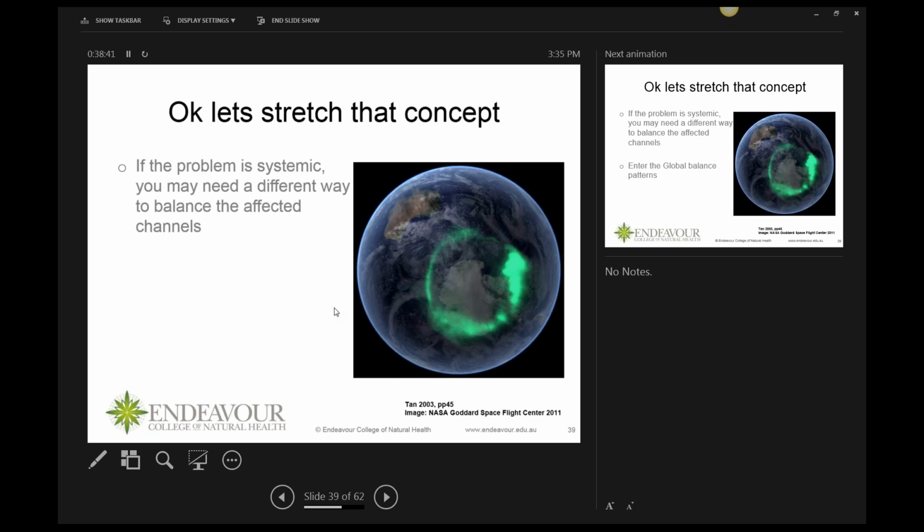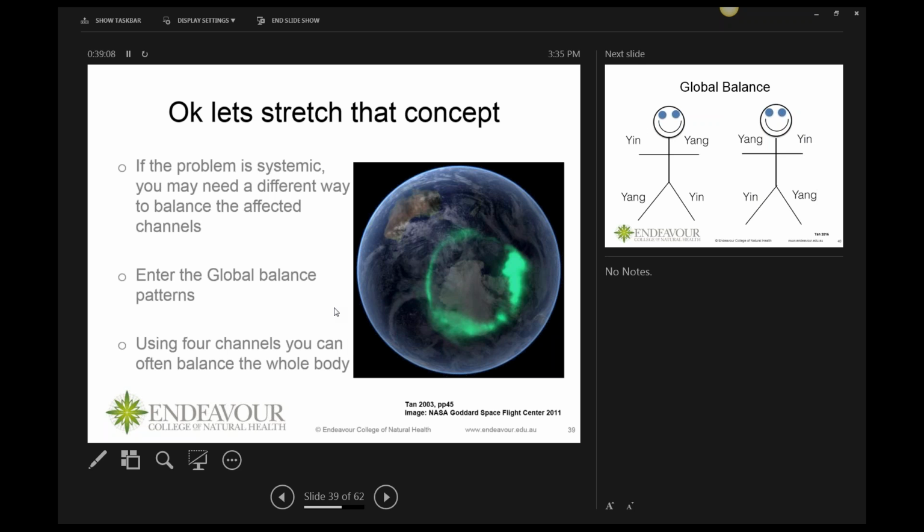So why do we use this one? Basically, if the problem's systemic, so things like osteoarthritis, allergies, you know, sinus problems, all of these sorts of conditions that don't quite balance to, you know, the wrist treating the ankle, the knee treating the elbow, the shoulder treating the hip, etc. So enter the global balance pattern, where we can balance the 4 channels and balance the whole body, well, in Dr. Tan's point of view.